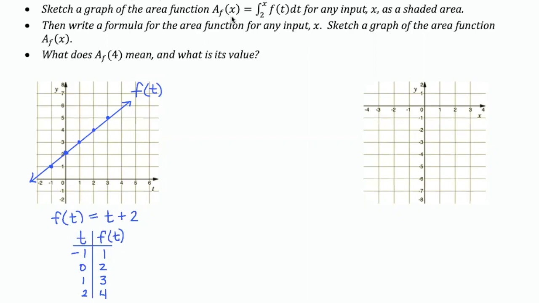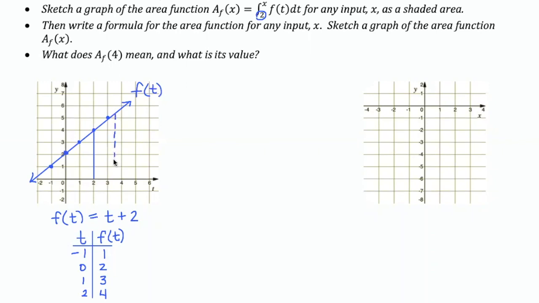When I read the area function, it's equivalent to an integral starting at 2. So once again, this 2 is my fixed side of my shape created under the curve. So I'm going to draw that as a solid line at 2. And then I want x to be any input. So I'm going to choose kind of some general random place.